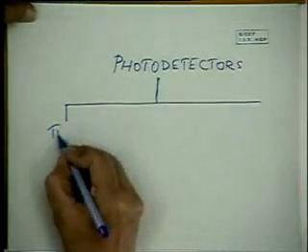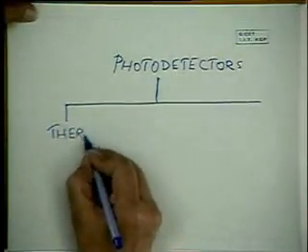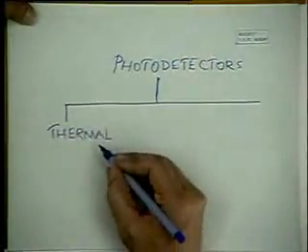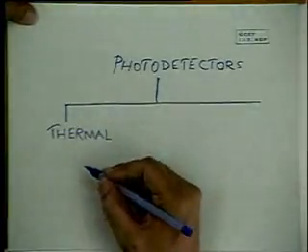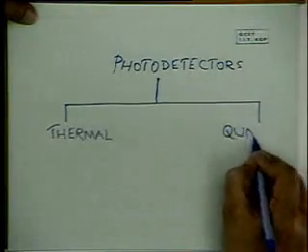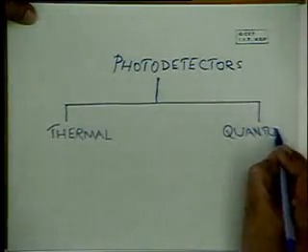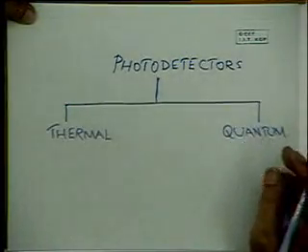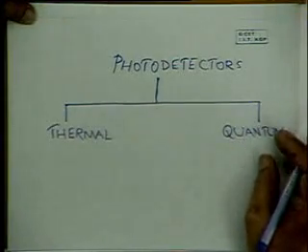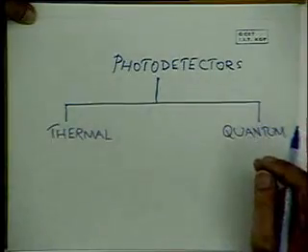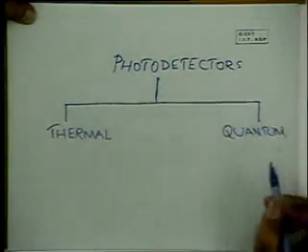We have one class known as thermal detectors, whose basic principle is the heating effect of light on materials, and the other class are called quantum detectors, which rely on light being composed of photons, such that each photon generates electron-hole pairs or may eject electrons, which give rise to current, which is finally detected.